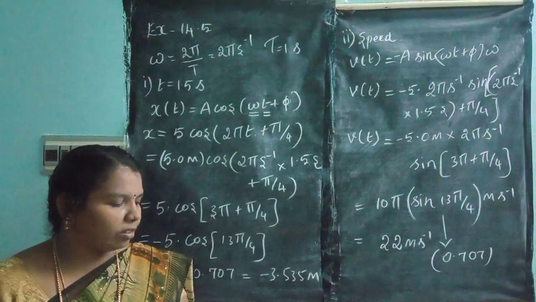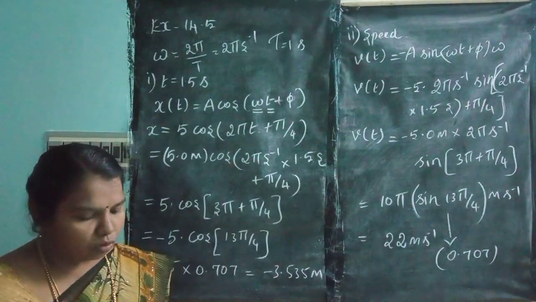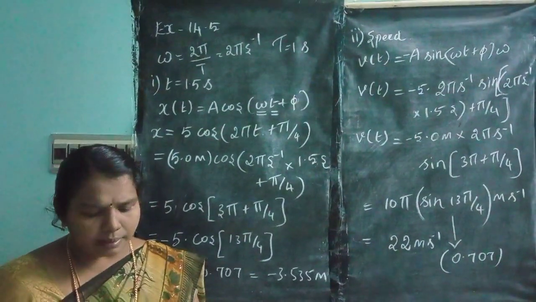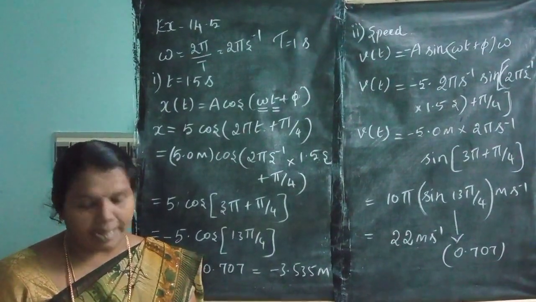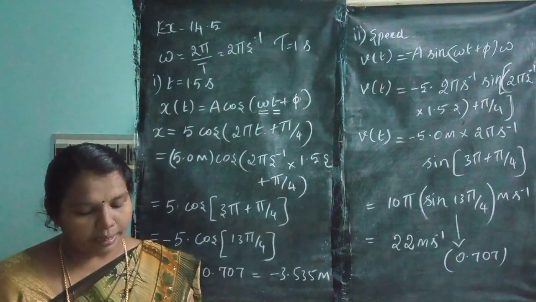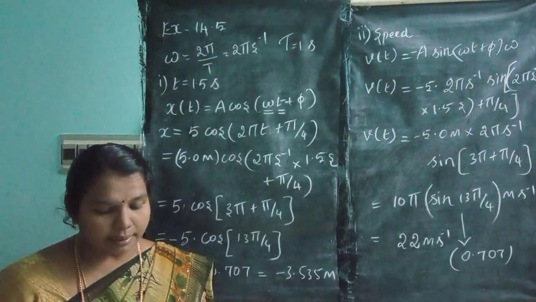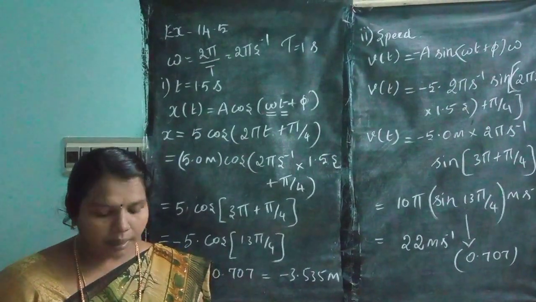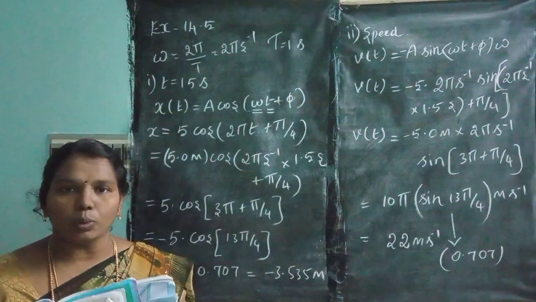In your book, page number 344. So take your book, page number 344. I will read the question. A body oscillates with a simple harmonic motion according to the equation, in SI units, x is equal to 5 cos (2 pi t plus pi by 4). At t is equal to 1.5 seconds, calculate the displacement, speed and acceleration of the body. So these are all you have to find out.